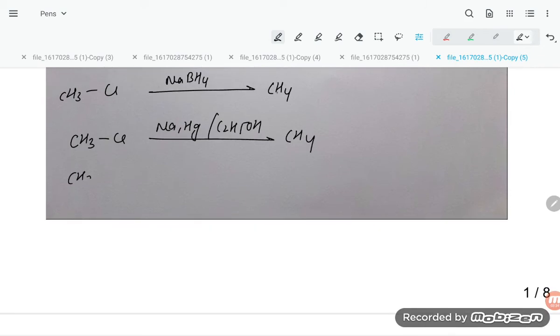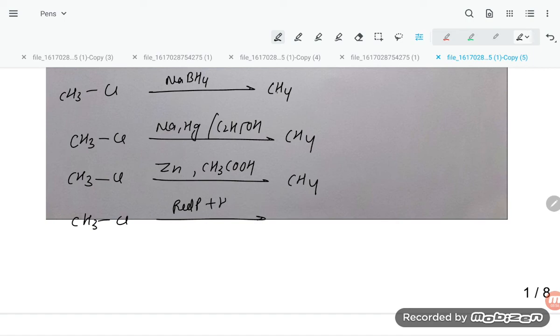If you treat CH3Cl with zinc and acetic acid, CH3COOH, you will get CH4. Last one, if you take CH3Cl and red phosphorus plus HI, you will again get CH4. So this is the reaction, students.